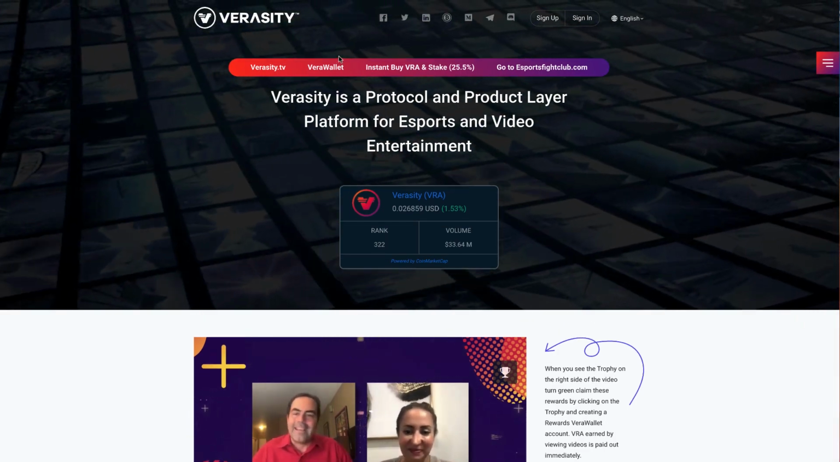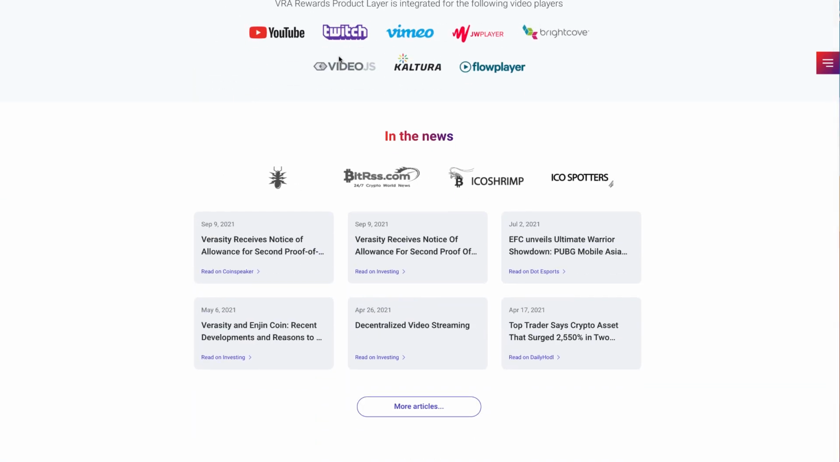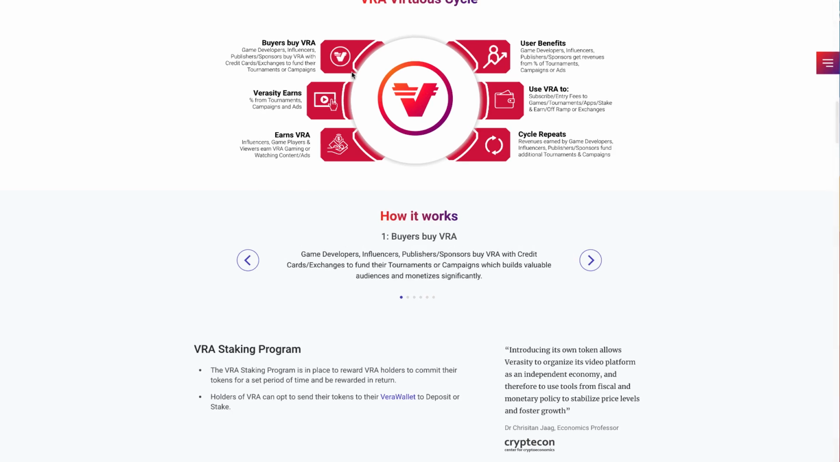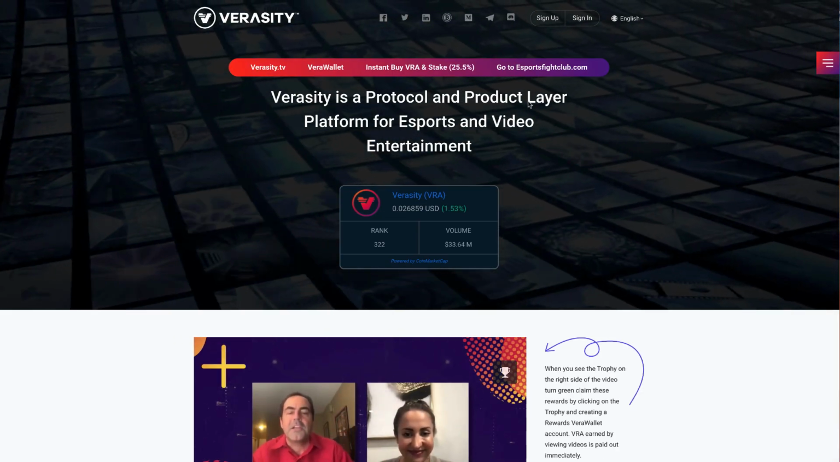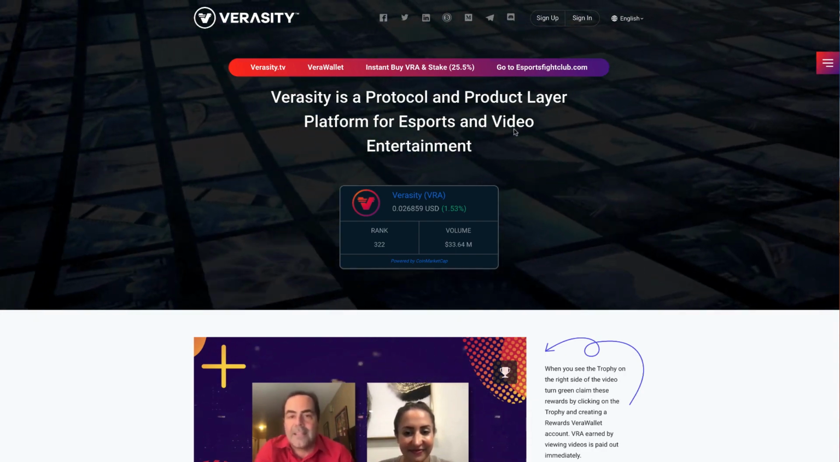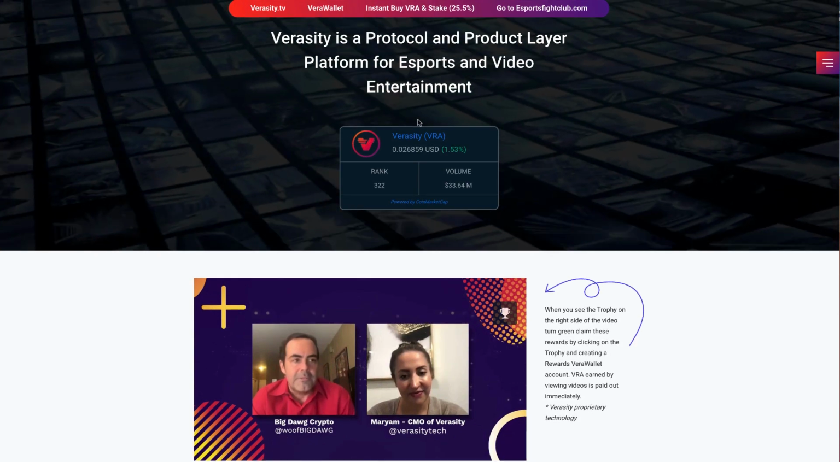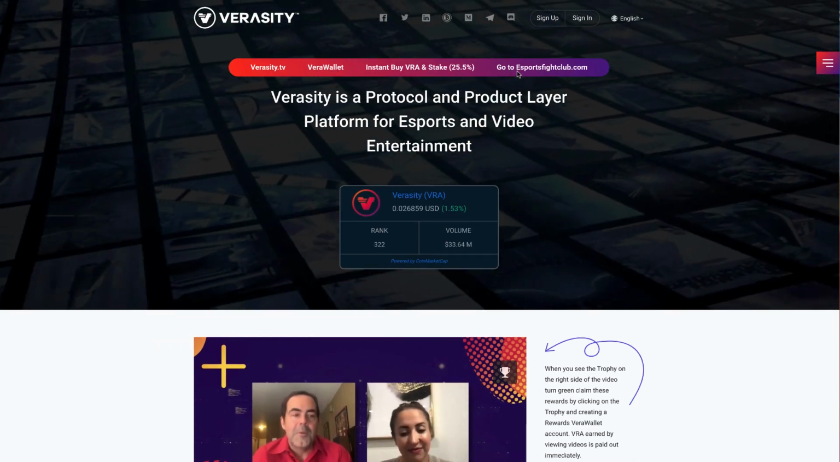We've heard of PoV and PoS, but Verasity has a unique PoV system that can potentially change how audience monetization works. So far, its VRA coin has the 10th biggest gain of 2021. What is Verasity? Verasity is a platform that provides protocol and product layer services for the esports industry and video content creators. Its main products include Verasity.tv, the VRA wallet, its Esports Fight Club, and Verasity Revenues.